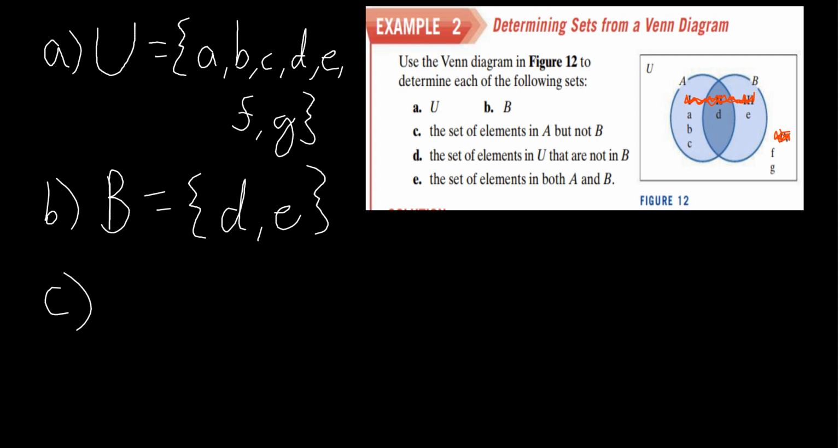See the set of elements in A but not B. So again, we're looking at here's the elements in A. All right, we're wanting to find the elements in A but not B. Okay, well D is in B, so we're not going to count that. Just A, B, and C are in A but not B, so we'd say A, B, C.